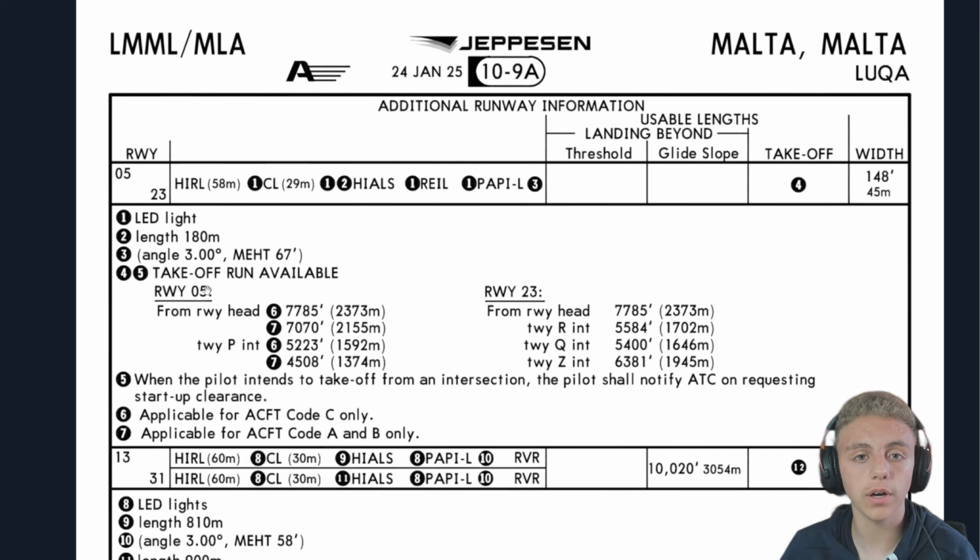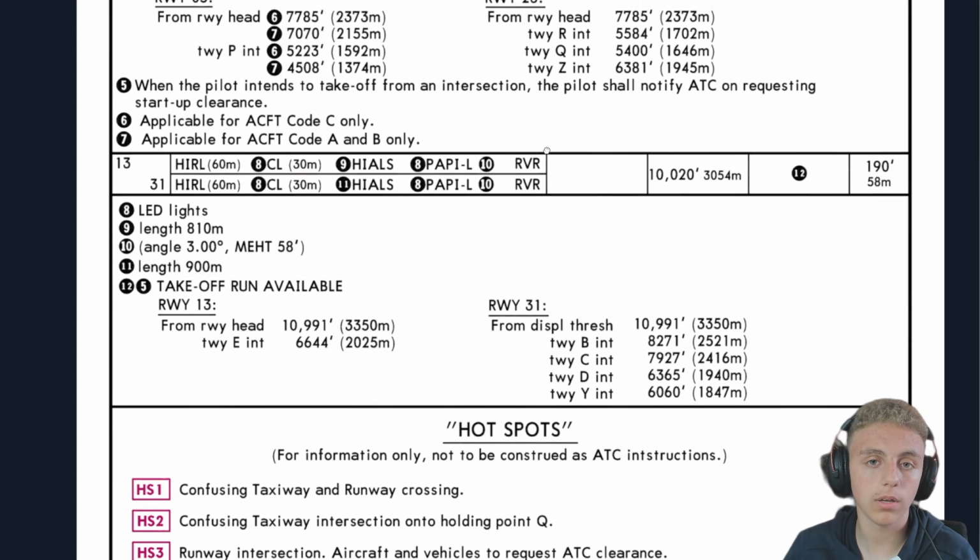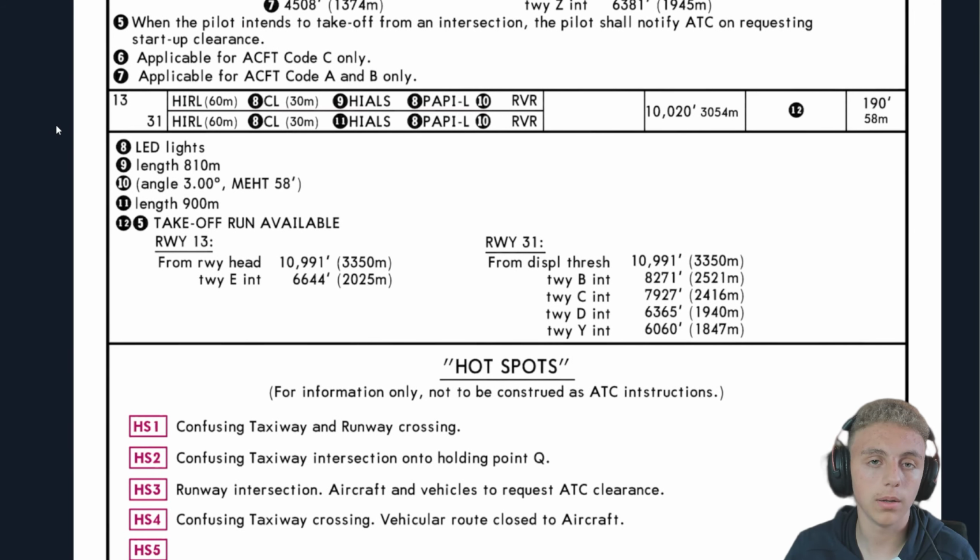That was for runway 05. Same for runway 23. From the runway head, you have 7,785. From the taxiway Romeo, 5,584. And this keeps going as such. Same thing for runway 13 and 31. You have, but this time it is switched.